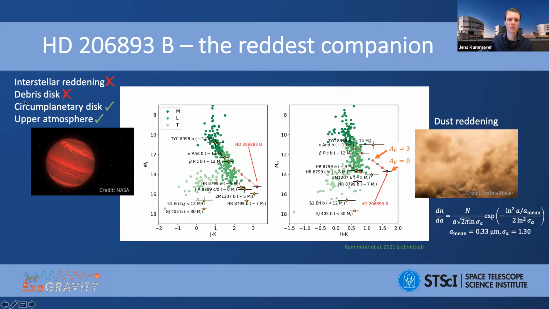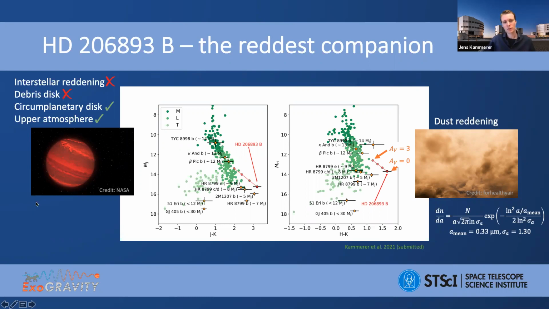So the remaining possibilities are a circumplanetary accretion disk in the vicinity of HD 206 b, or dust in its own upper atmosphere. Now, given the age of the system, which is predicted to be at least 50, but likely much more than 100 million years, we think that the circumplanetary accretion disk is rather unlikely, and we have been exploring in more detail the possibility of dust in the upper atmosphere of this object.